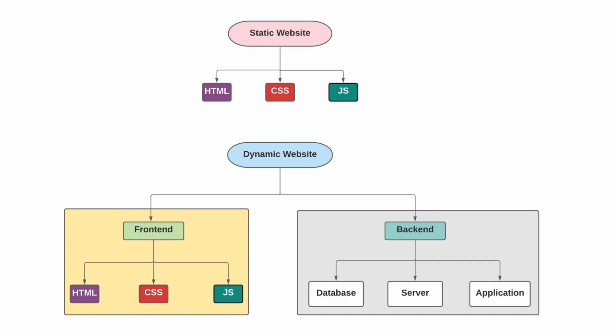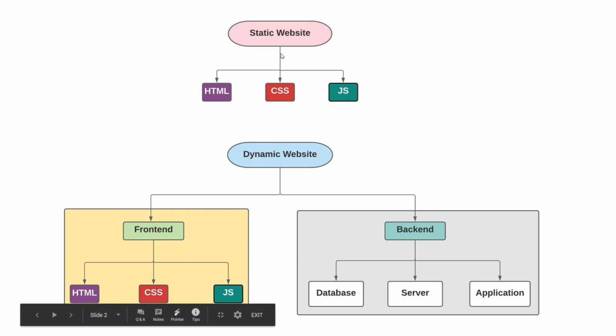So I want to show you this image again. We looked at this in the very beginning. So here you see that there are two kinds of websites. One is a static website, another is a dynamic website. And a static website primarily consists of HTML and CSS and JavaScript. And dynamic websites contain a front end and a back end. And the front end contains the same static website part, and then the back end contains the database, server and application. You don't need to know all the details about all of these things. I'm just trying to reinforce what we've already looked at.